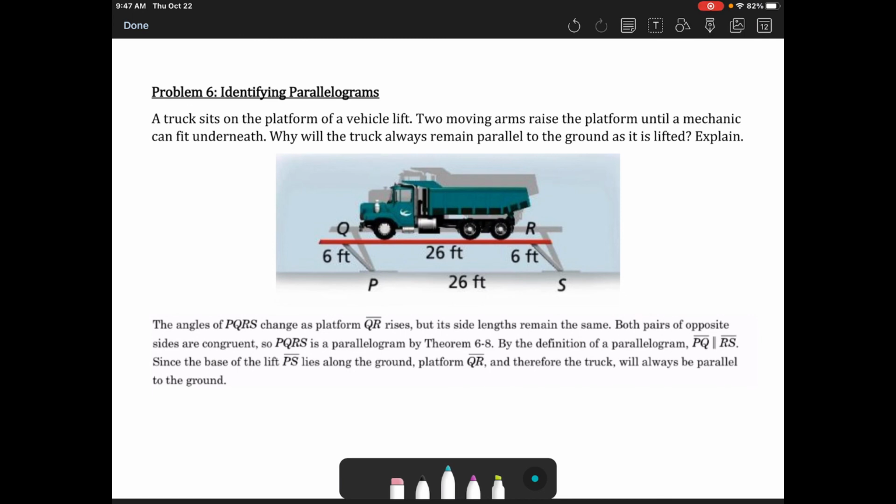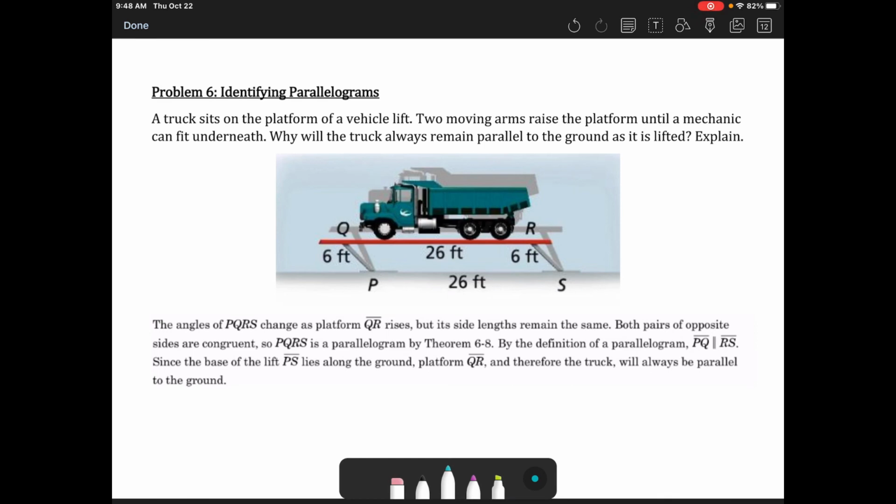All right, last example. So a truck sits on the platform of a vehicle lift. Okay, so the red part here is the vehicle lift. Two moving arms raise the platform until a mechanic can fit underneath. Why will the truck always remain parallel to the ground as it is lifted? Well, if you notice, the angles of PQRS change as platform QR rises. So QR is the platform, the red line.